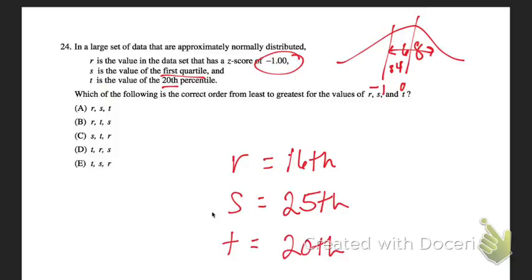If you don't want to remember that, the other thing you could have done is normal CDF of negative infinity to negative 1, 0, and 1. And that would get you 0.16. Is the z-score just how many standard deviations? Yeah. So then it says from least to greatest, so it'd be R, T, and then S. I kinda just guessed.